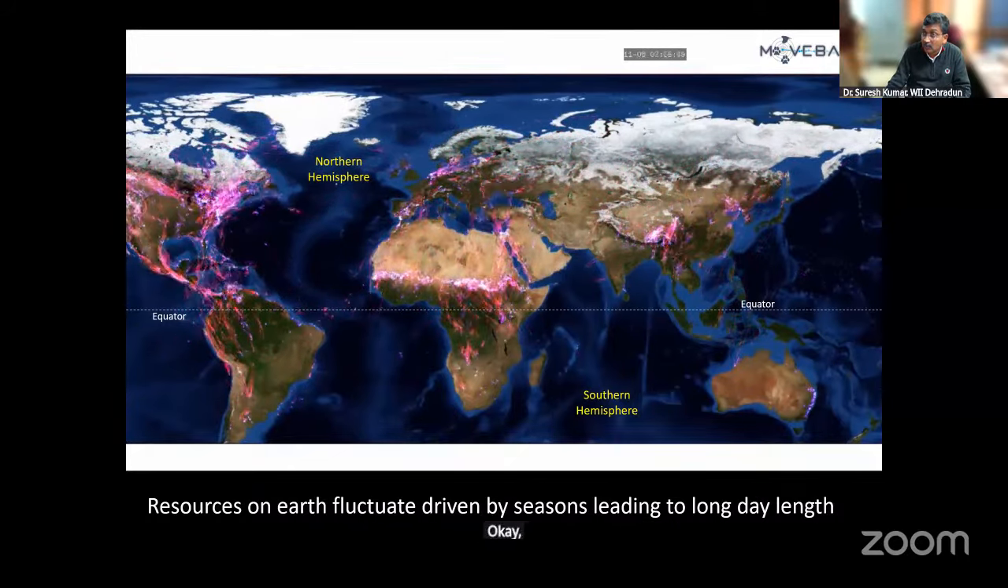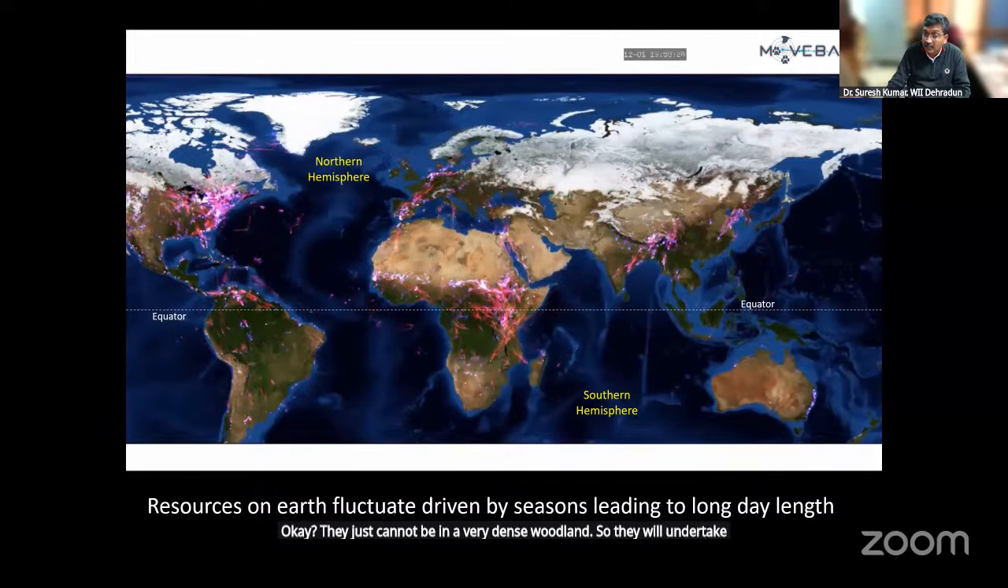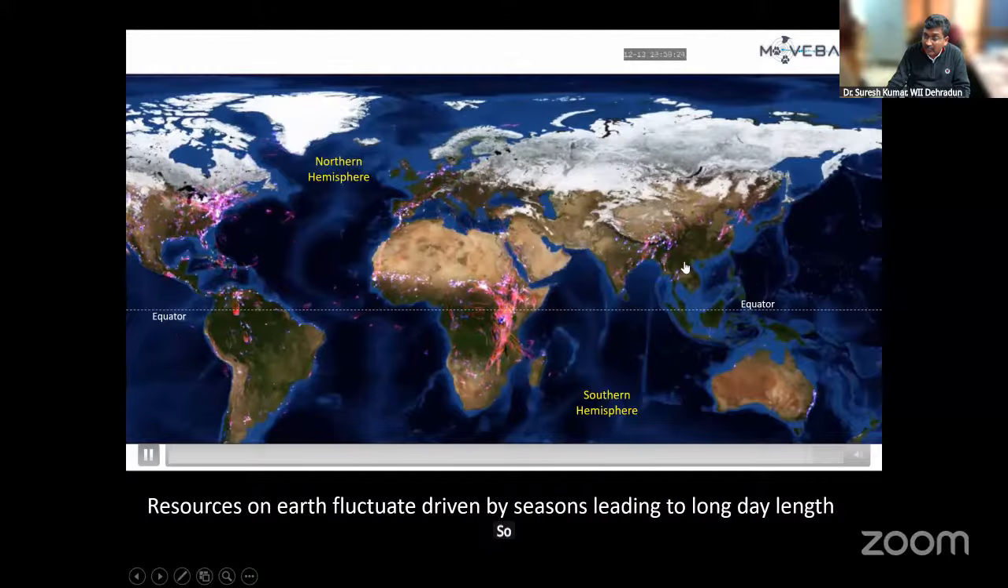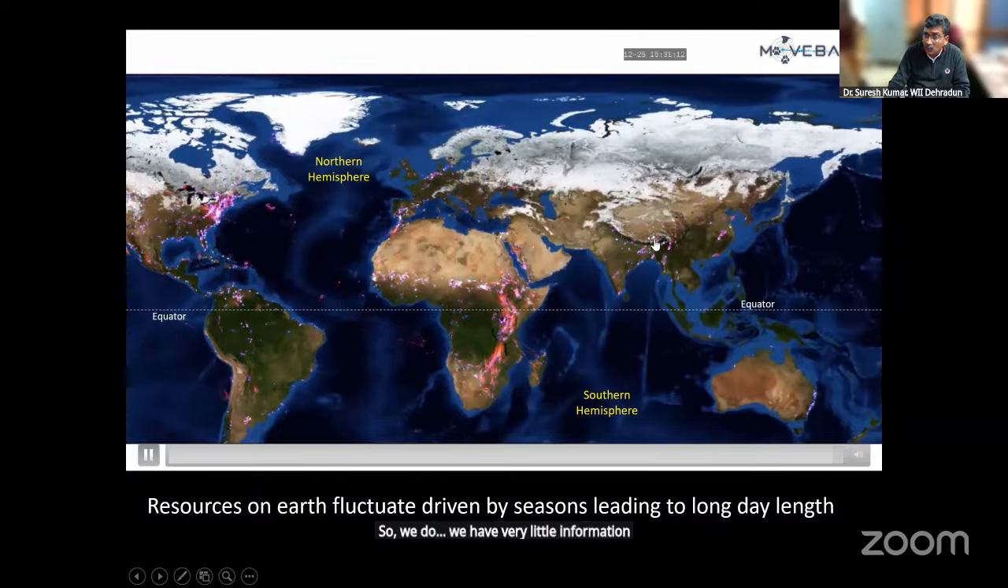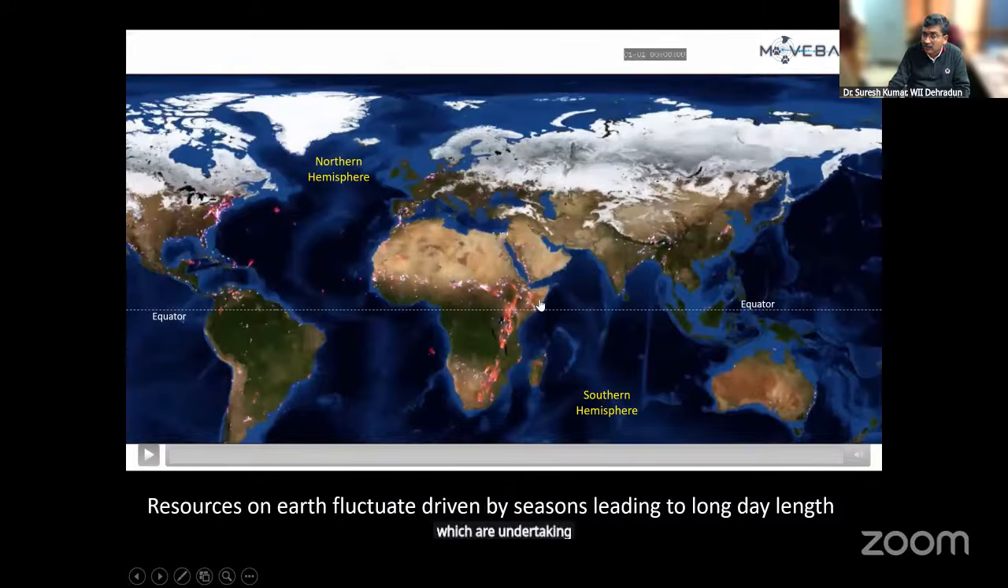Okay, they just cannot be in a very dense woodland, so they will undertake non-stop flights across. So we have very little information on what are those birds that are migrating across the Arabian Sea and going down into Africa. The Amur falcon is one, but there are quite a few others which are undertaking these crossings over the Arabian Sea and going down into Africa.